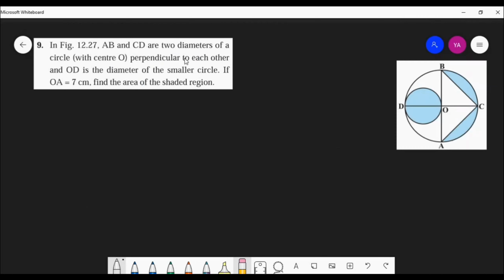AB and CD are two diameters of a circle with the center O, and they are perpendicular to each other, and OD is the diameter of the small circle. If OA is equal to 7 centimeter, find the area of the shaded region. That's the question. Picture is given here. So you take time, just pause the video and think how we can answer this problem.